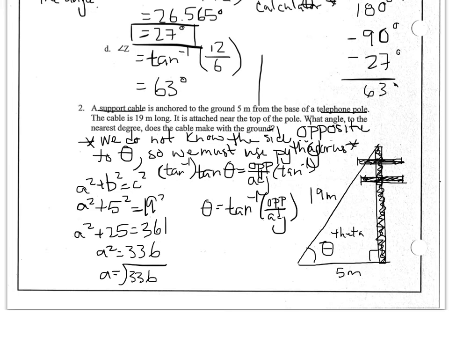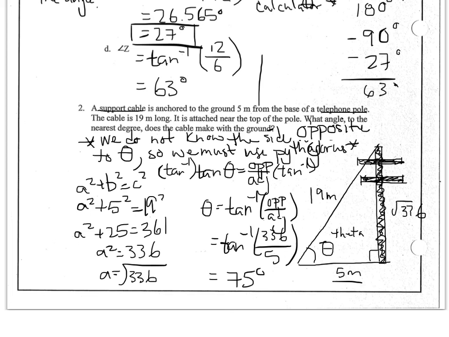Okay, we plug in the numbers. My opposite for this, I know, is now square root of 336. So I have the tan inverse of square root of 336 over adjacent, which is 5. If I plug that into my calculator, I end up with 75 degrees. Theta is 75 degrees. That is my final answer.